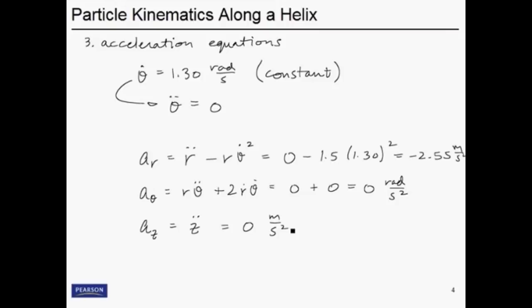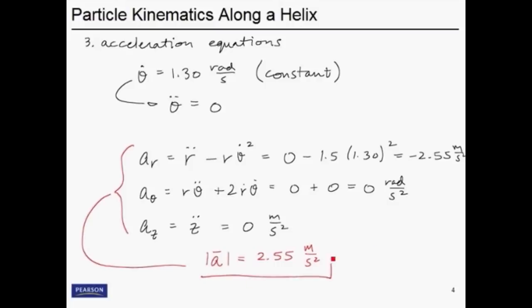So there's your accelerations along this helical path, the components a_r, a_theta, and a_z. Now the magnitude is just going to be the square root of the sum of the squares of those three components, and as you can see, only one of those components is non-zero. So what that means is that the magnitude of the acceleration is just going to be equal to the magnitude of that one non-zero component. That's just 2.55 meters per second squared.